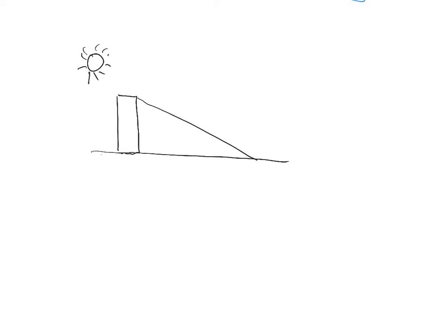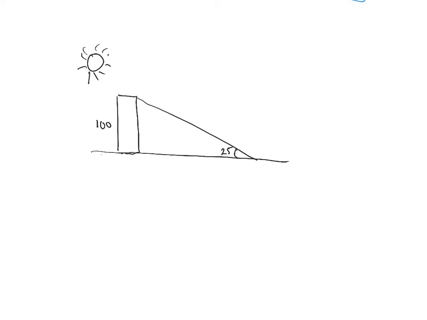A popular example that I see a lot is there's the sun, and the sun is behind a building, like so. And so the building casts a shadow, like so. And let's say this angle is 25 degrees. The building is 100 feet tall. How long is this shadow?